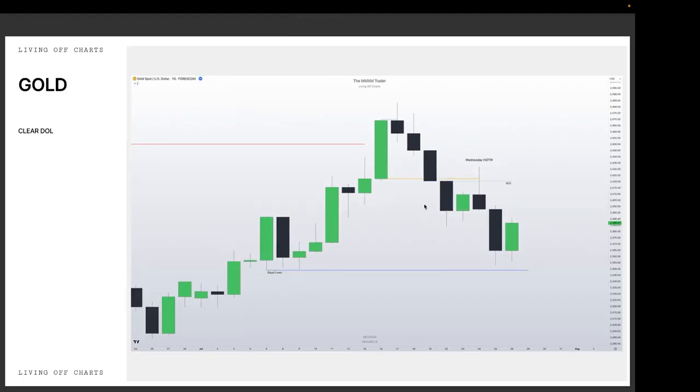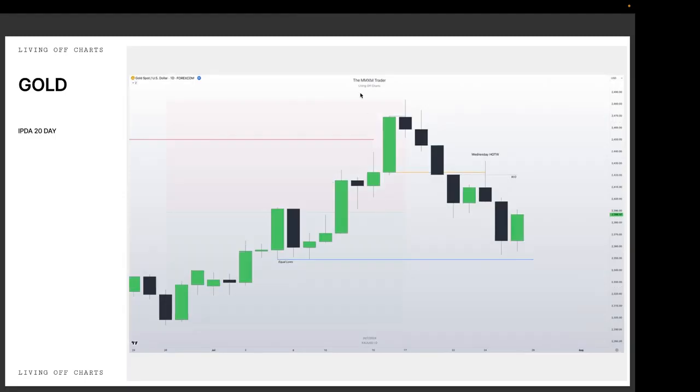Equal lows here, that's our obvious draw on liquidity. So our two objectives would be highs and lows as the weekly objective. And when you see lows like this that are exactly equal or relatively equal, we can look at smart money driving price towards that because retail has their stops here.